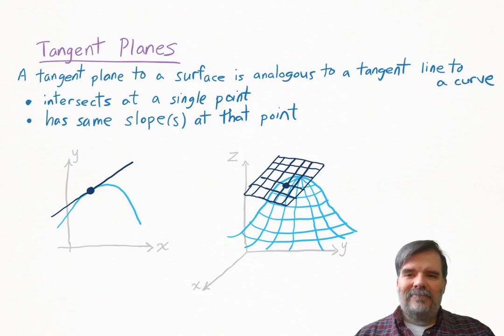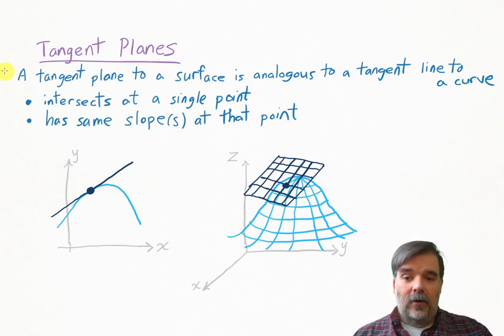Hello everybody. In this video, we're going to learn about tangent planes to multivariable functions. Now, in the previous video, we learned how to write down the equation of tangent lines to a multivariable function. That might have been a little bit strange because if you're talking about a surface, there's lots of tangent lines to a surface at any one point. A tangent plane to a surface is more closely analogous to a tangent line on a curve.